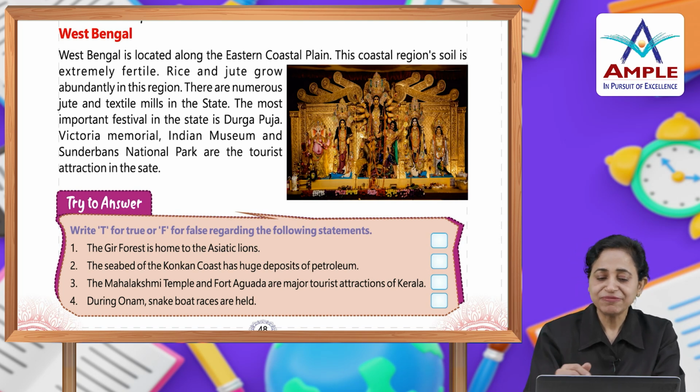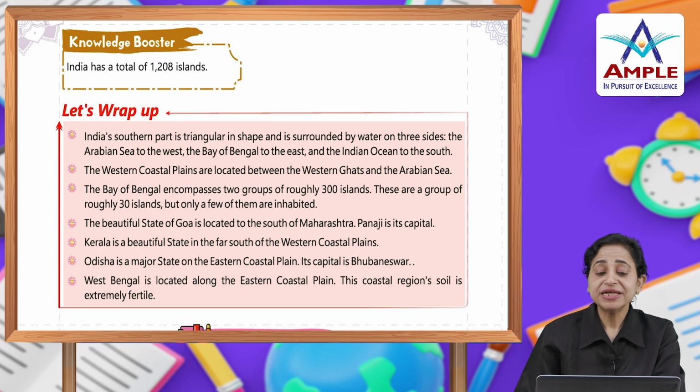Knowledge booster: India has a total of 1208 islands. Let's wrap up.